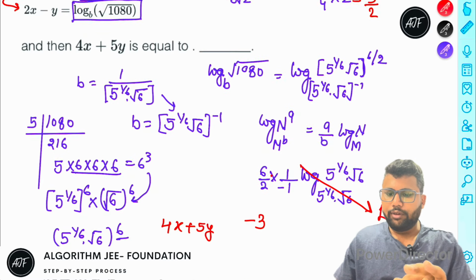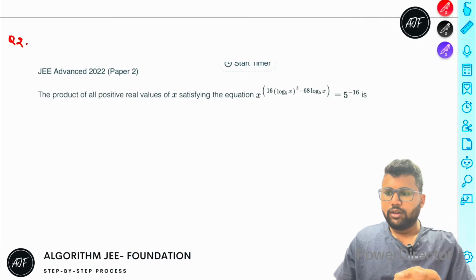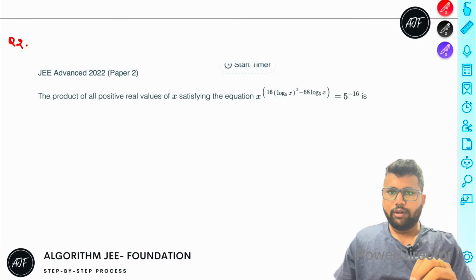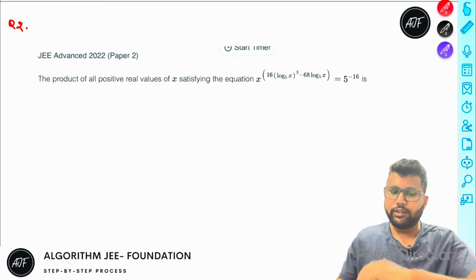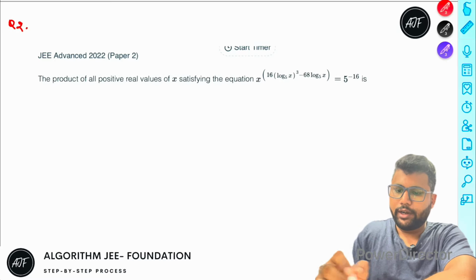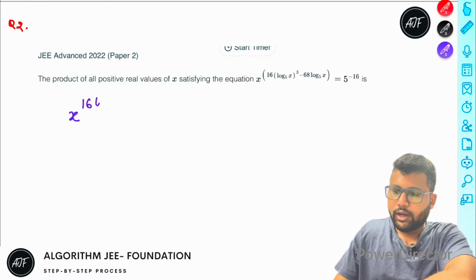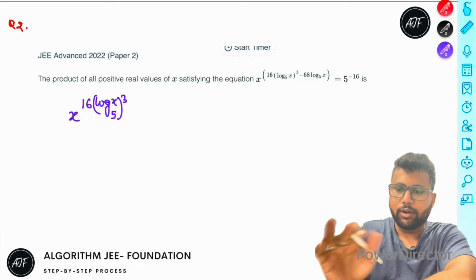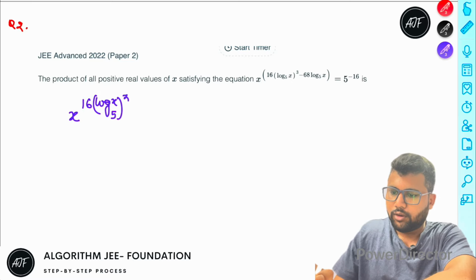Okay. Now we will discuss the second question. The second question is a JEE Main 2022 question, and it is based on logs. Now you see that an expression is given, so I will write that expression. See, x power 16 and log x with base 5, whole power 3 is given, a whole power, not with the x power, whole power 3.